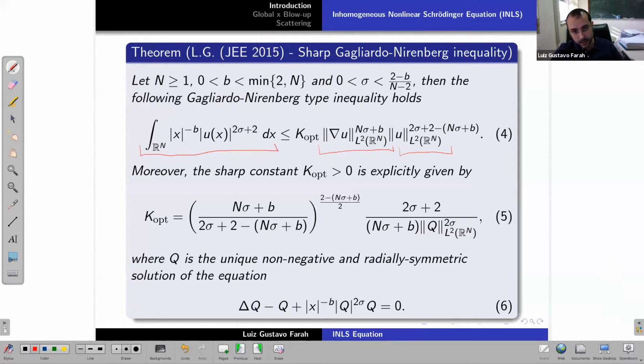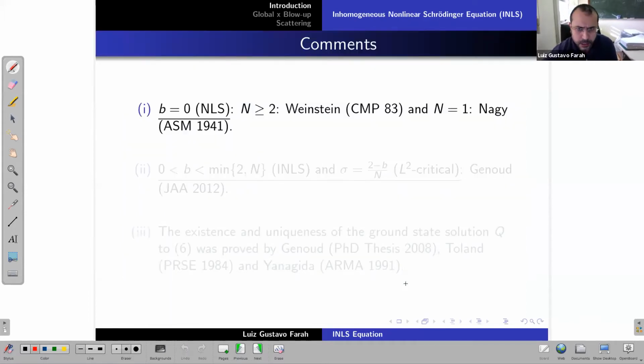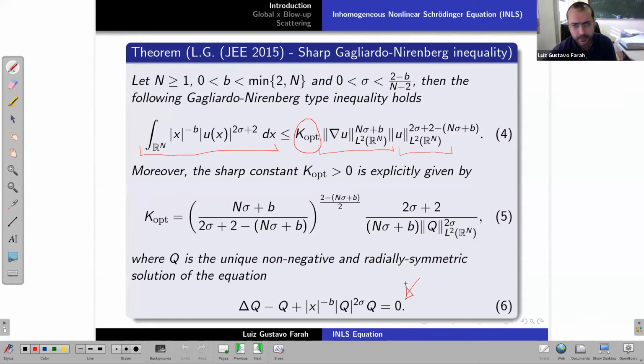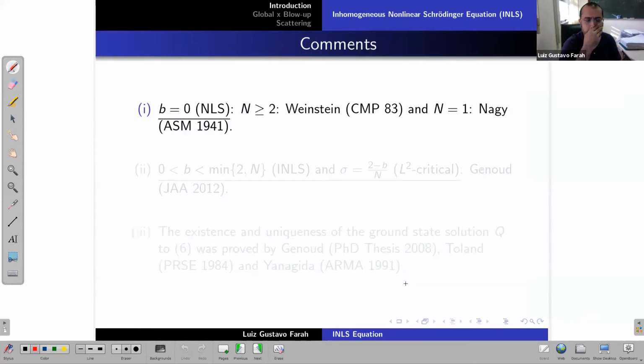We can say that the best constant for this type of inequality is related to solutions of this stationary problem here, right? It's an elliptic problem. Q here is the unique non-negative and radially symmetric solution for this equation. Okay, so this is the first point. Yes, the energy is well defined for solutions in H1. Some comments about this Gagliardo-Nirenberg type inequality: it was proved by Weinstein in 1983 in dimension greater than or equal to 2, and in dimension 1 by Nagy in 1941, right? So this is for the INLS case where b is equal to 0, right?